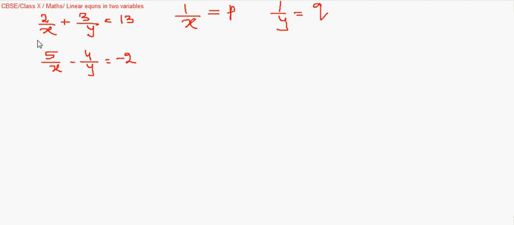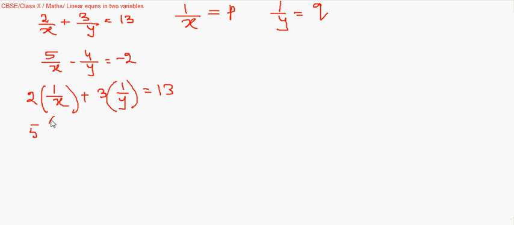So now let us write down the first equation. This can be written as 2 times 1 by x plus 3 times 1 by y equals 13. And the second equation similarly can be written as 5 times 1 by x minus 4 times 1 by y equals minus 2.